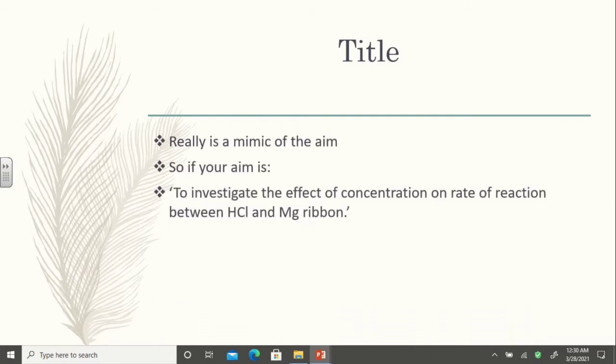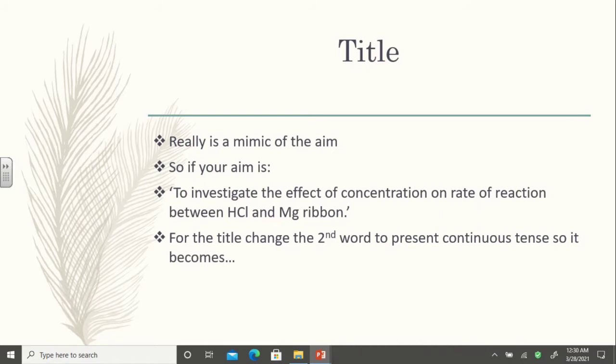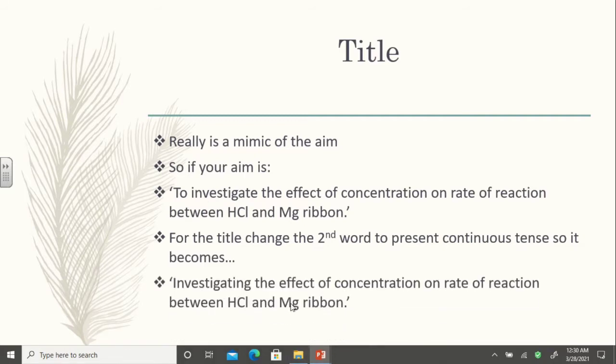And as I said, I just gave you an aim. So in this case, your aim was to investigate the effect of concentration and the rate of reaction between magnesium ribbon and hydrochloric acid. Then all we do for your title is remove the "to", and change "investigate" to present continuous tense. So it becomes "investigating". And so your title would be: Investigating the effect of concentration on the rate of reaction. So it's pretty much the same thing. It's just that you're changing a few things.